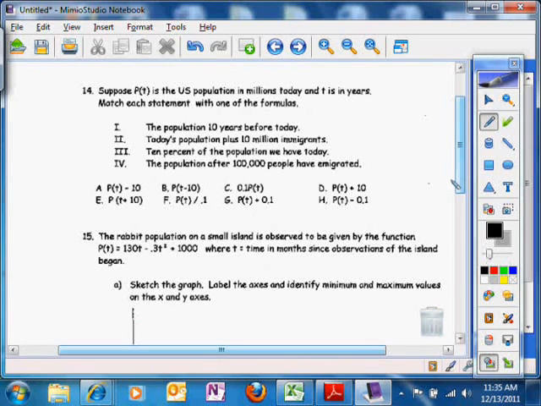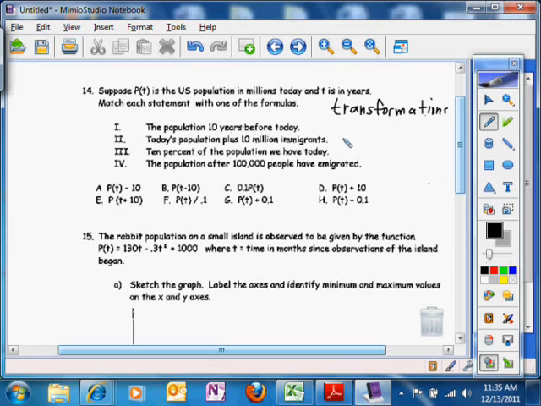Suppose P of t is the U.S. population in millions today and t is in years. Match each statement with one of the formulas. I'll look at choice I for this. These are basically all of your transformations. Think transformations. And I'm going to do I because this is the one that is typically gotten wrong.